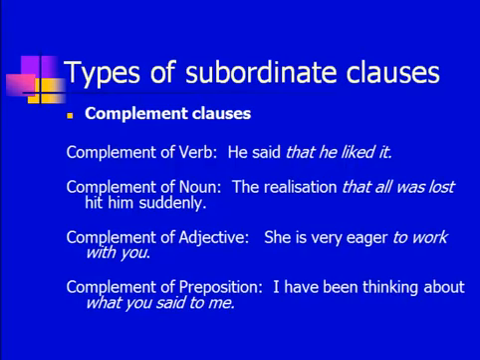Okay, the last type of complement clause is where the complement is a complement of a preposition. So something like, I've been thinking about what you said to me. Now what you said to me, you said something to me. It's another subordinate clause. What you see is that there is a WH word here that's actually moved to the front, but the whole thing is a subordinate clause.